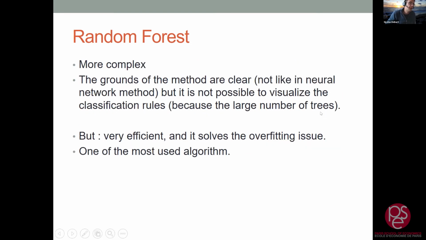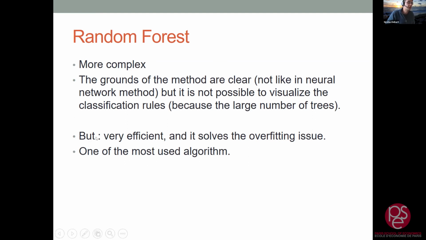So random forest is more complex than other methods, but the grounds of the method are clear. I say that because I compare it to the neural network methods, which I think are probably the future of remote sensing, but still have this drawback of making it very difficult to understand what is done to the data. So with random forest, the grounds of the method are clear, but of course, it is not possible to visualize the classification rules because we have, for example, 500 trees. But if we have time, we can have a look at the 500 trees if we want, and we understand what is done.